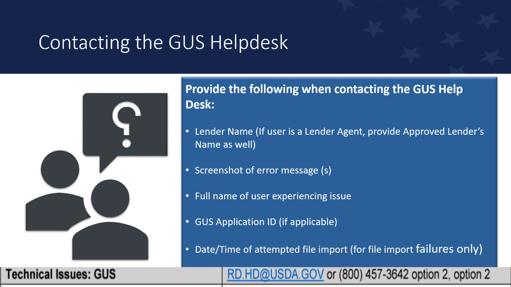When contacting the GUS Help Desk, make sure you include the lender and third-party originator name, if there is one, a screenshot of the error message or messages, please include them all, full name of the user that is having the issues, the GUS application ID, if one has been created. For file import failures, also include the date and time of the attempted file import.